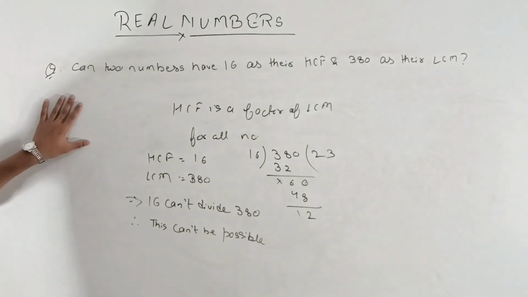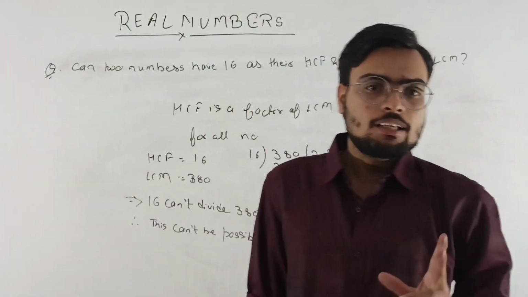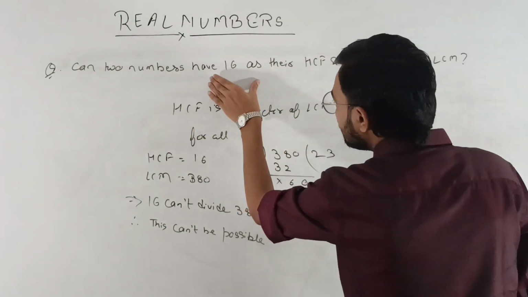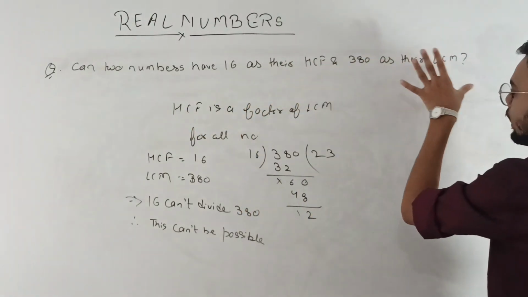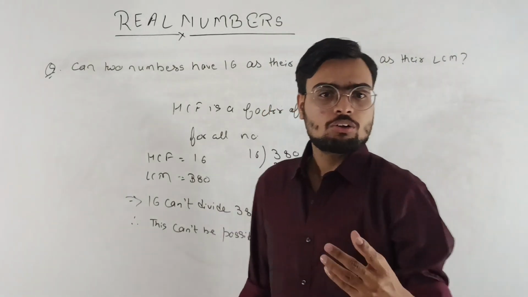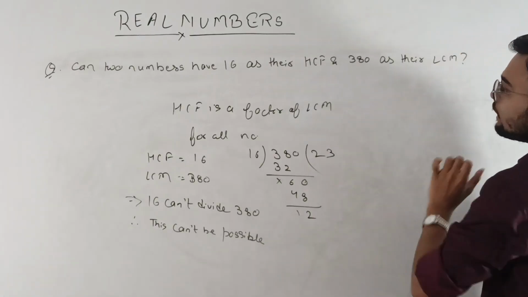Let's see this question again. The question is asking that there are two numbers, and what is the possibility? Can 16 be their HCF and 380 their LCM? There are two numbers and the question is asking whether it is possible that these two numbers have 16 as their HCF and 380 as their LCM.